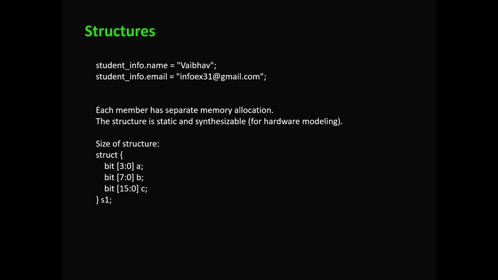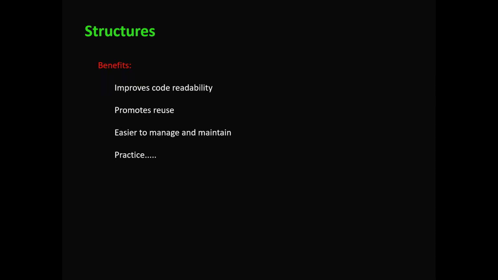Now let's see the size of structure. So here you can see that our first member is of 4 bit, here it is of 8 bit and here it is of 16 bit. So the total size of this structure will become 4 plus 8 is 12, and 12 plus 16, which means 28. So here the size of your structure is 28. So that's how you can calculate the size of a structure.